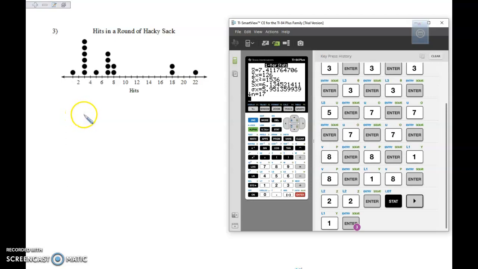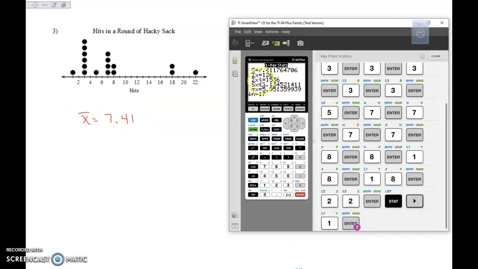Let's do 2 decimal places. So your x bar equals 7.41. And your standard deviation, your Sx, equals 6.13. And then again, you can put that in terms of the context of the problem. So this is hits in a round of hacky sack.